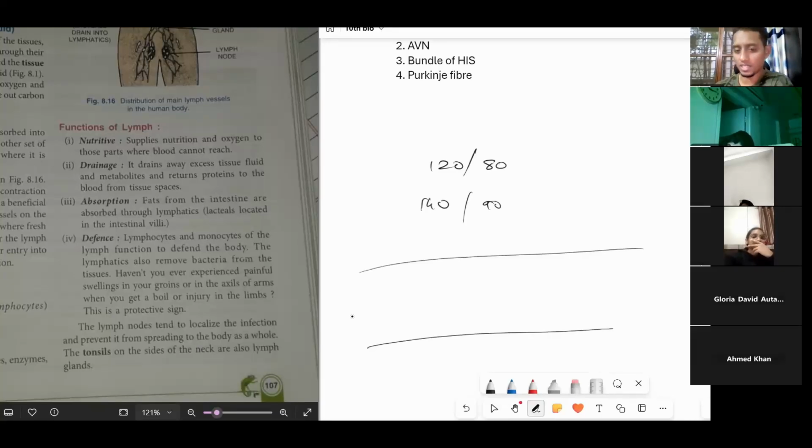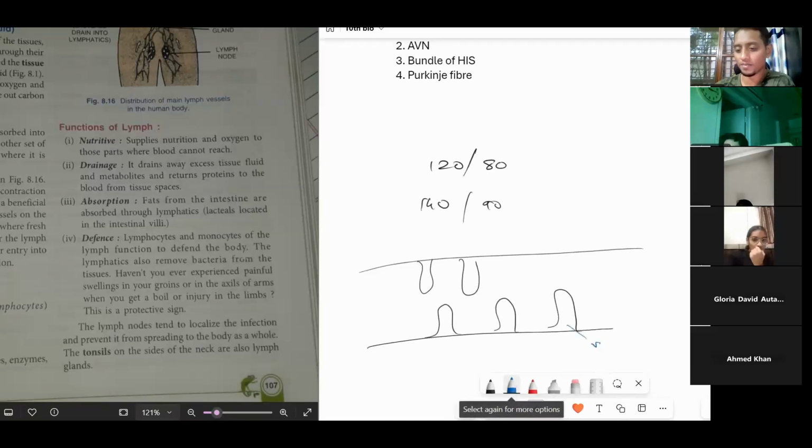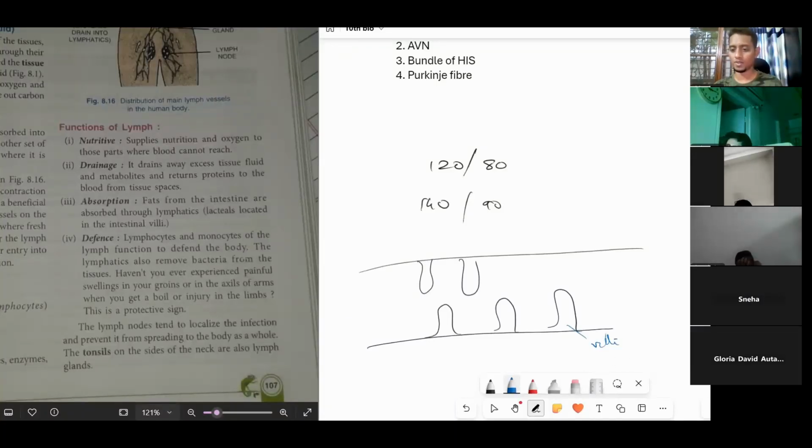The inner part of your intestines, they have some things like this. Do you know that? What are these structures called? It's called villi. Villus is singular. Villi is plural. What is the purpose of these villi? They help to increase the surface area inside your intestines, so that the more the surface area, the better the rate of absorption.